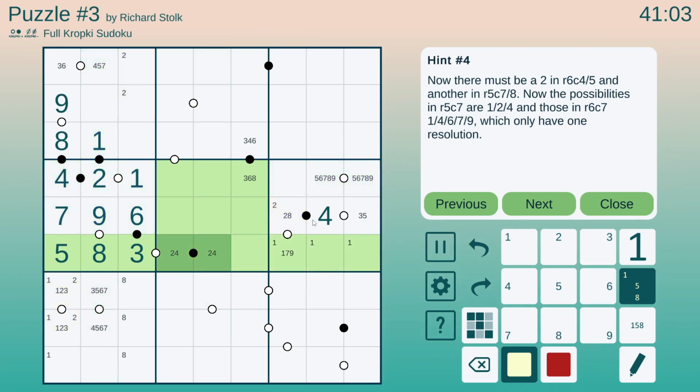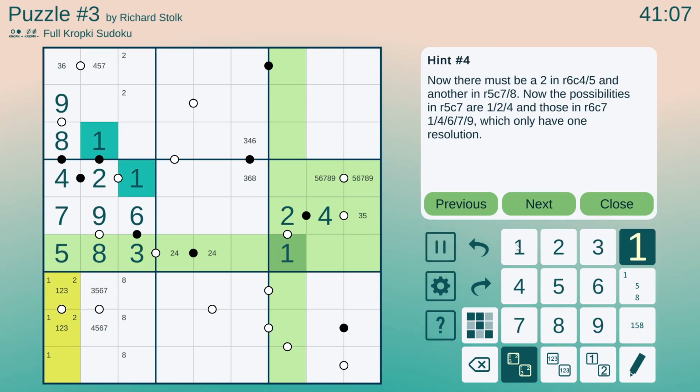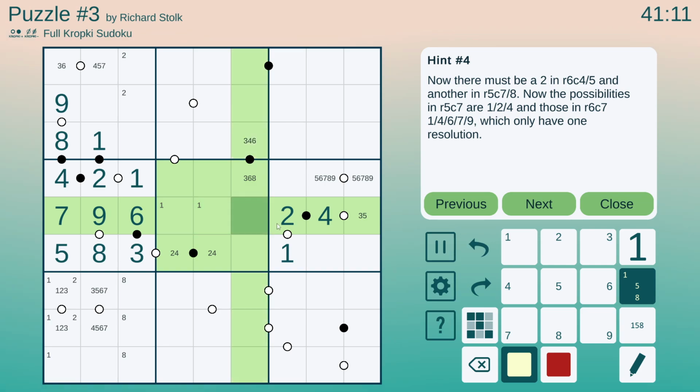Right, now that I know 2 is there, this has to be the 2. This has to be a 1. And then 1 is in one of those 2. It can't be here because that would be next to a 2. This is a 3 or 5. Which I don't think I can get yet. Very sad.